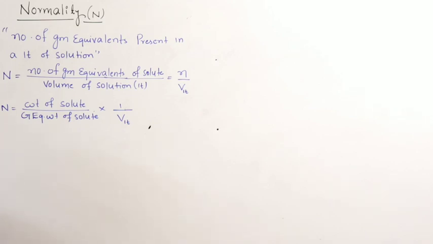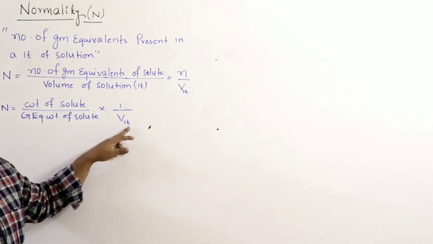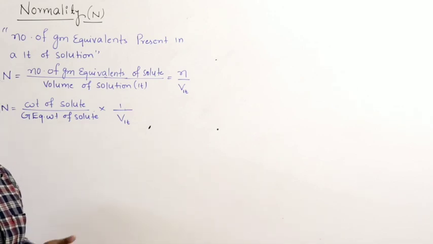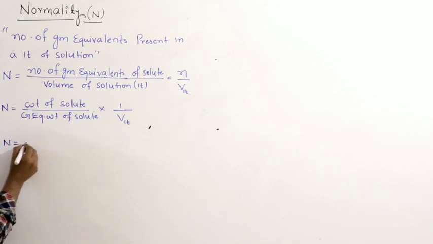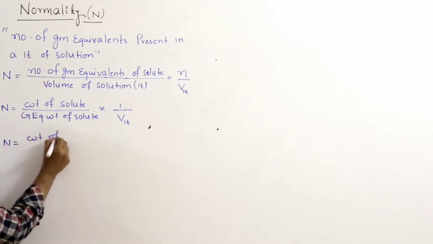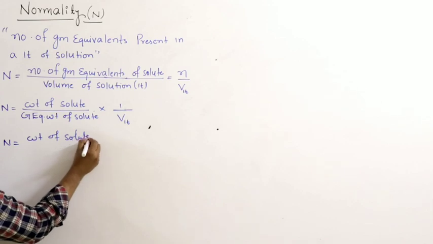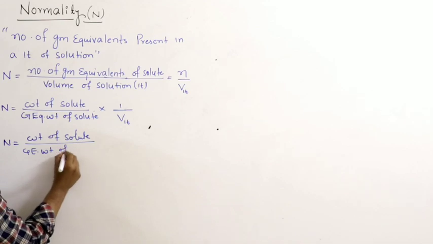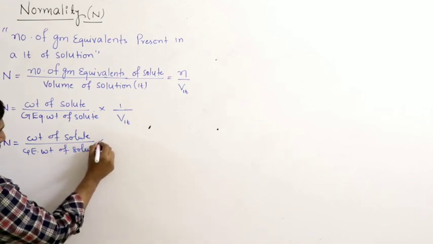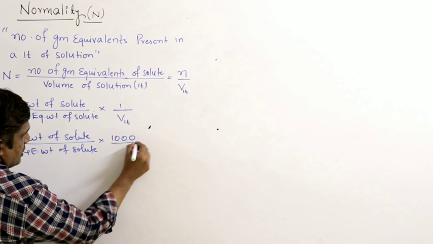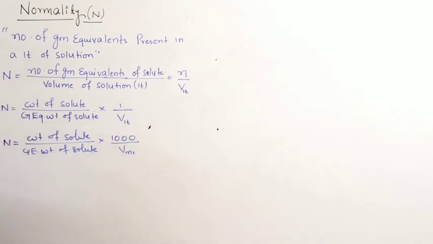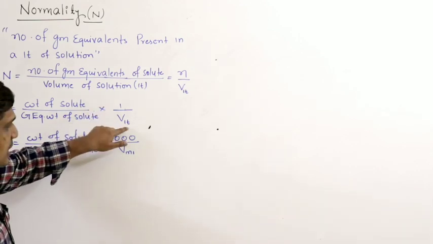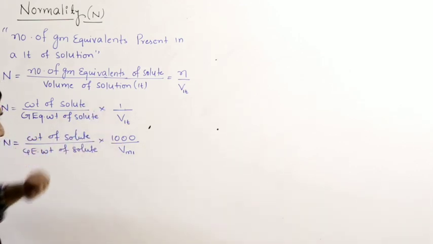Now what is the other possibility? Volume should be present in liters. If it is given in ml, then what we have to do? We have to convert into liters. So if volume is given in ml, then normality is weight of solute in grams by gram equivalent weight of solute, into 1000 by V in ml. So here volume of solution in liters, volume of solution in ml.